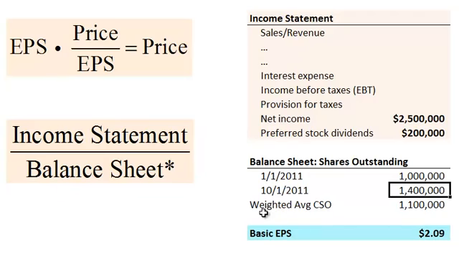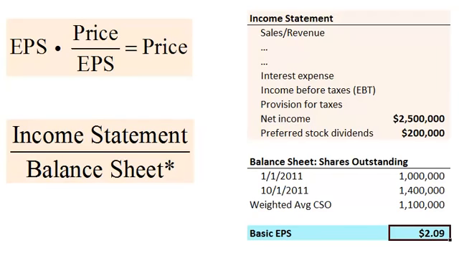What we want in the denominator of earnings per share is weighted average common shares outstanding. So here we have 1 million for the first 9 months, and then we have 1.4 million for the final 3 months of the year. That means on a weighted average basis, we have 1.1 million weighted average common shares outstanding. That's what we want in the denominator.